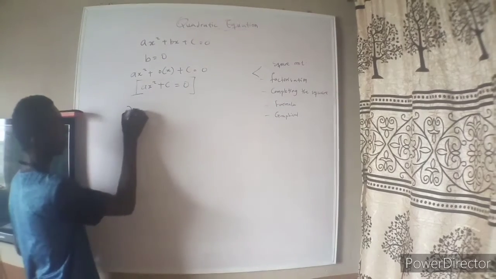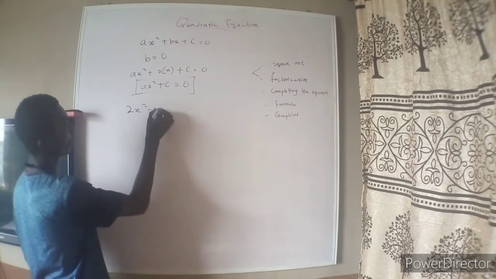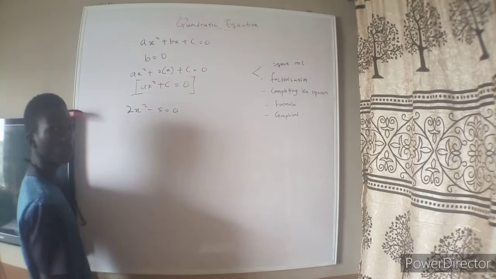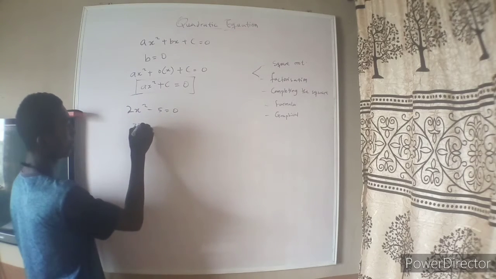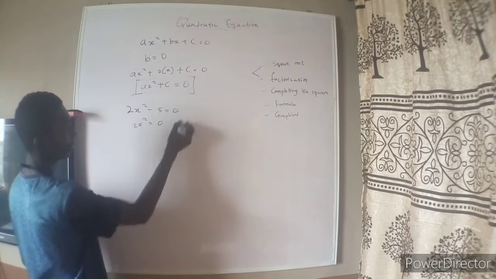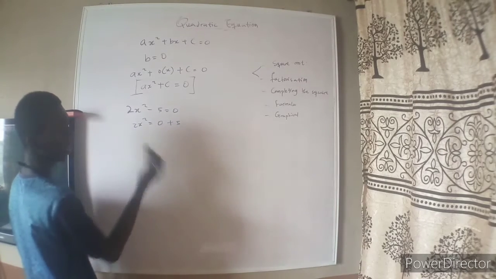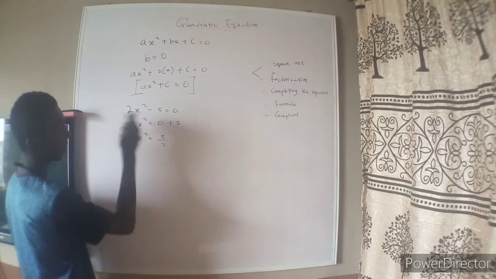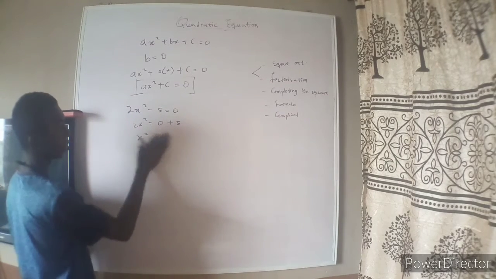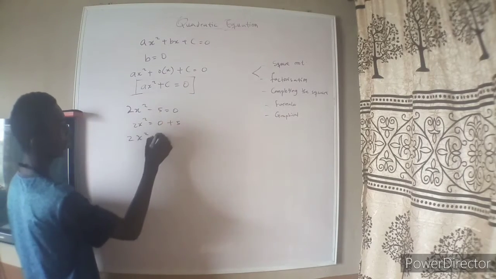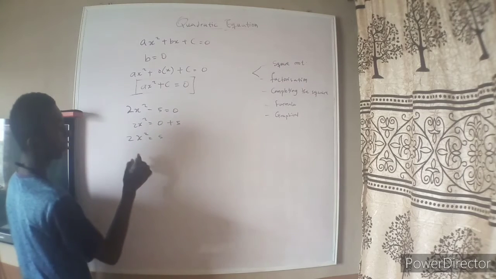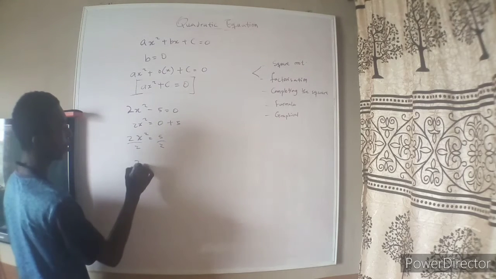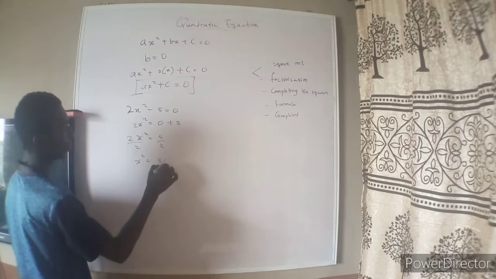For instance, if you are given 2x squared minus 5 equals 0, you can easily look for your x. 2x squared equals 0 plus 5, which is 5. I hope I'm doing this clearly. So divide both sides by 2, and my x squared equals 5 over 2.